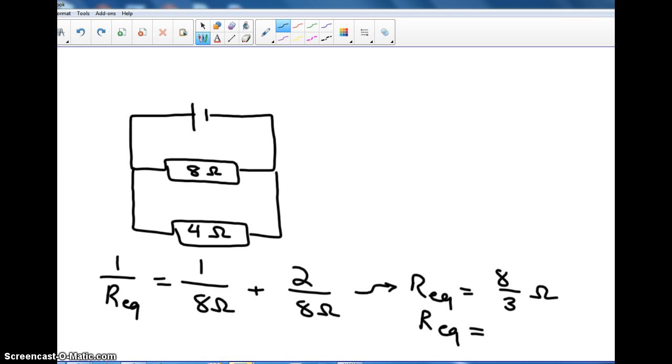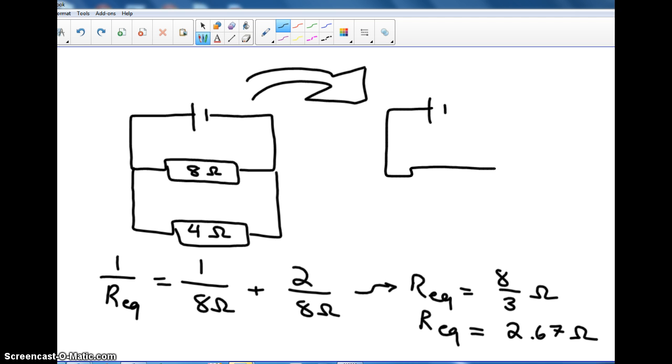And we can calculate if we want to put it in decimal form, that'll be 2.67 ohms. In other words, if you were to take that circuit and draw a comparable circuit that had just one resistor, not 2 in parallel, just one, then what you would have is one resistor like that with a smaller resistance.